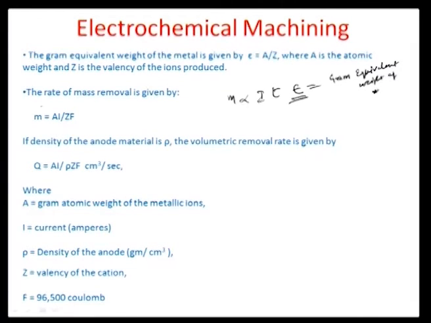By definition, the equivalent weight is the weight of 1 mole of the material, which is also equal to the atomic weight per unit valency of the material, Z, where Z is the valency.